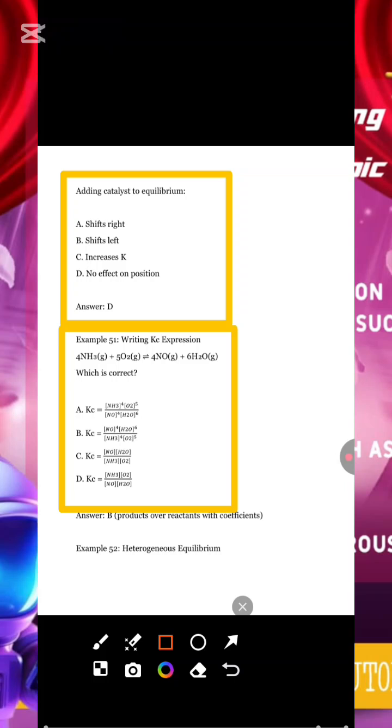In option A, you can see the reactants in the numerator. In option C, you can see the products on the numerator, but they are not raised to the power of their coefficients. Option D, you can see reactants on the numerator. That's wrong. So the answer must be option B. And even in option B, you can see the reactants in the denominator and they are raised to the power of their coefficients.